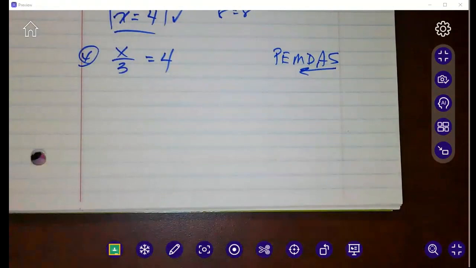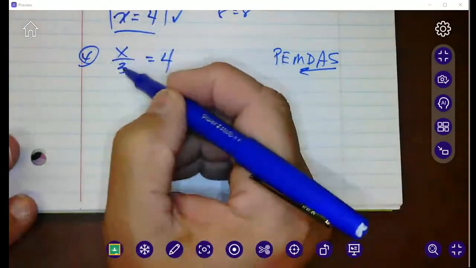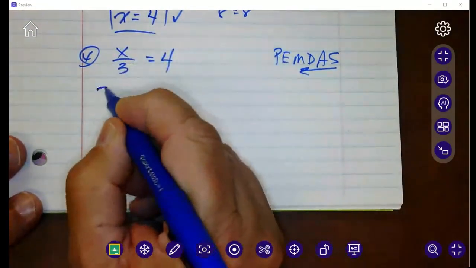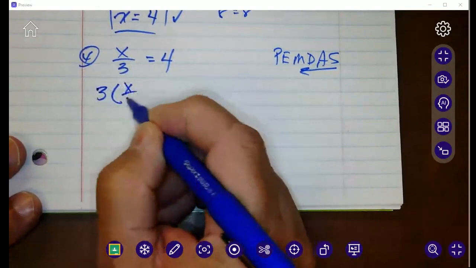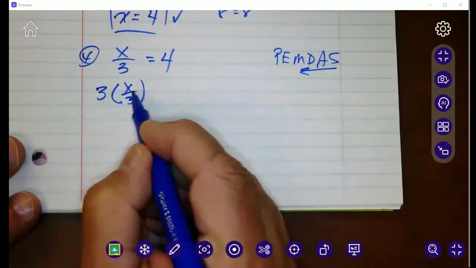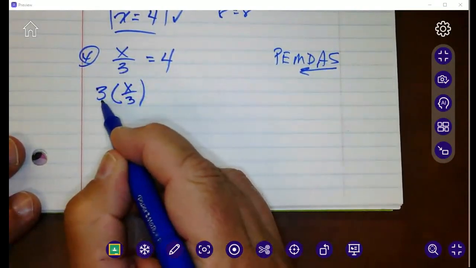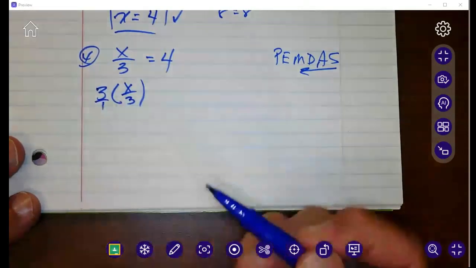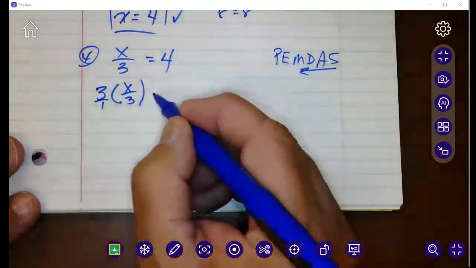The way we undo division is you do the opposite. Just like when we were adding something, we did the opposite and subtracted it. If we were subtracting something, we did the opposite and added it. If we're multiplying by something, we divide by that. Here we're dividing by 3, so I have to multiply this x over 3 by 3, which is 3 over 1.